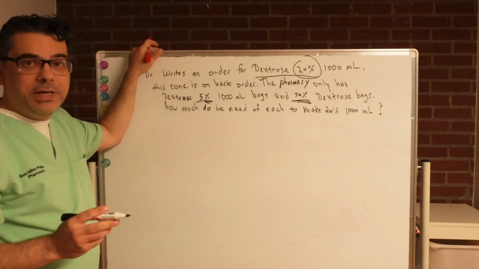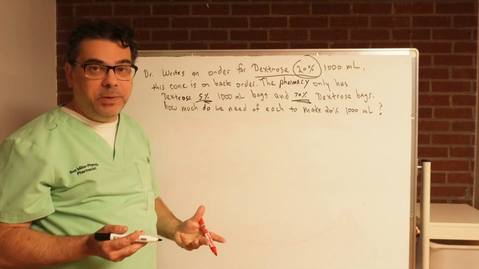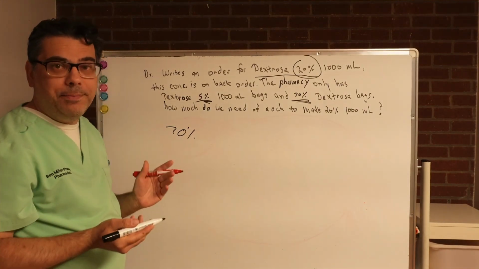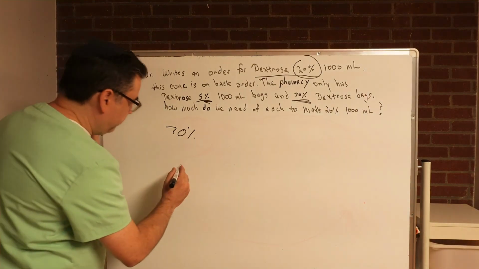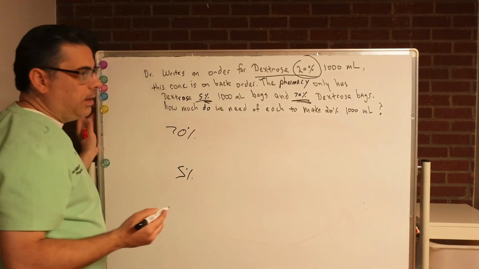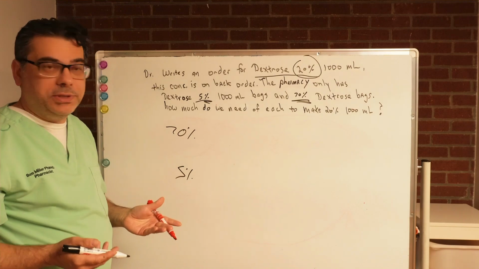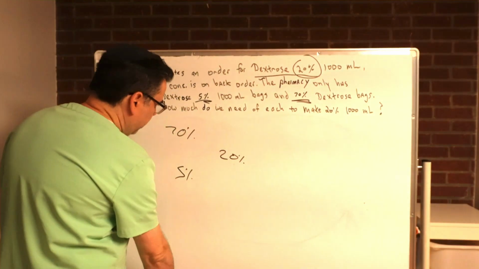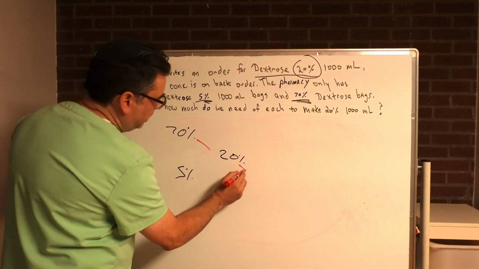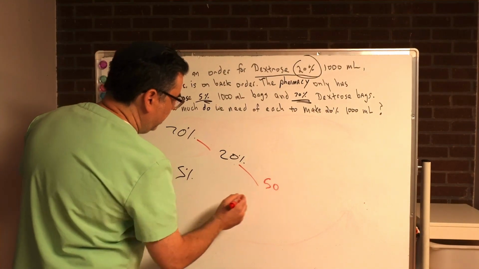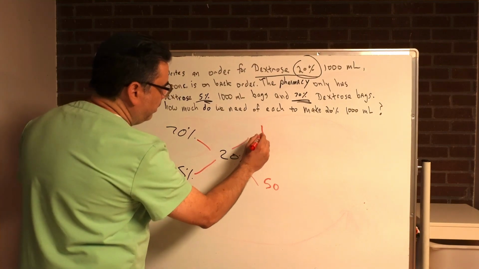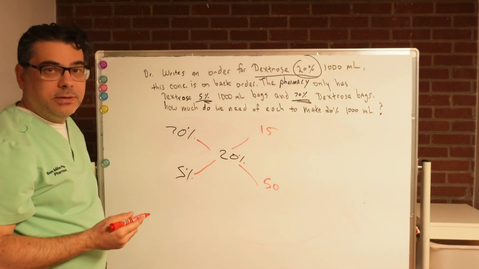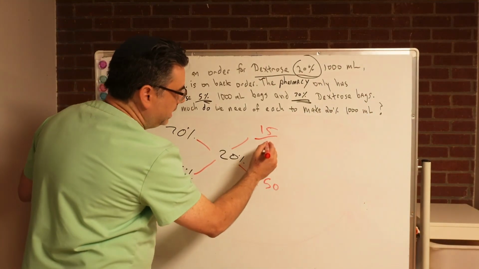The first thing you do is put the higher concentration on top, which in this case is the 70%. The 5% goes on the bottom, and what we want to make, 20%, goes in the middle. Now 70 minus 20 is 50, and 20 minus 5 is 15. We add these two numbers to give us the denominator, so that's 65.